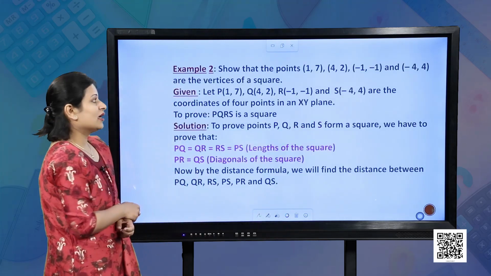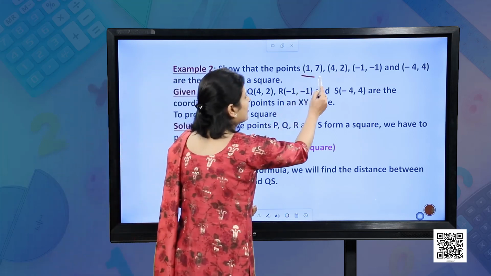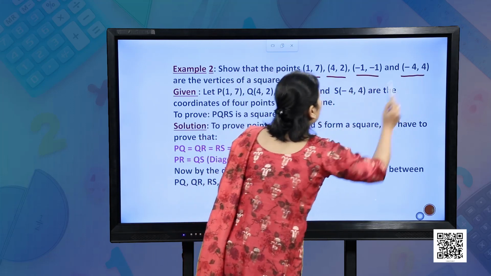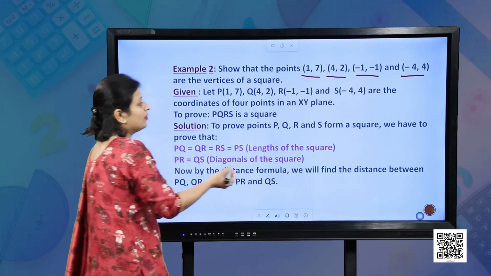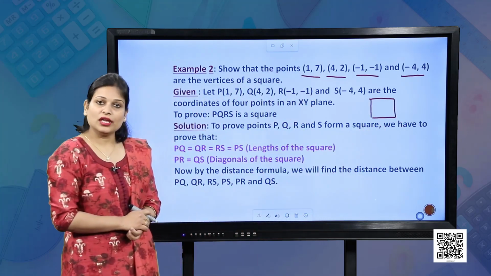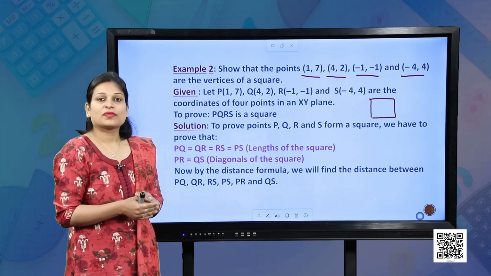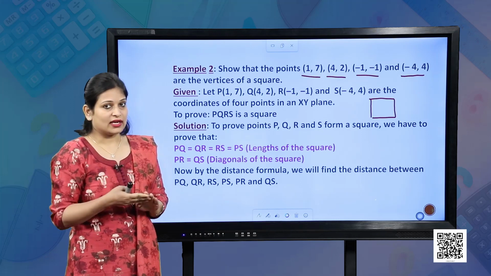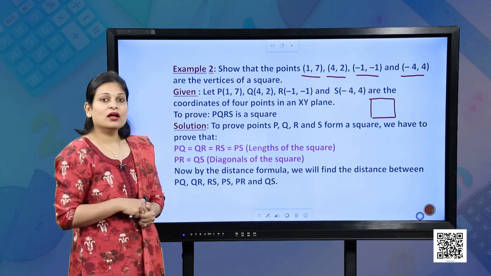Now, let us take another example. Show that the points 1, 7, 4, 2, minus 1, minus 1 and minus 4, 4 are the vertices of a square. As you know, in a square, all sides are equal and the lengths of diagonals are equal. So, what we need to prove over here? We need to find the distance between all the sides and the distance between the diagonals. If all sides are equal and both the diagonals are equal, then these points will form a square.